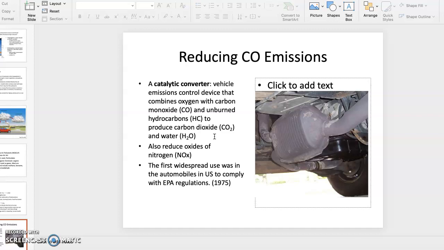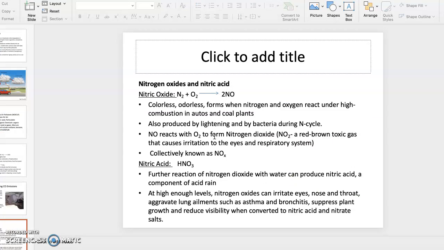Anyways, moving on. Nitrogen oxides and nitric acid. Nitrogen oxides are going to be colorless, odorless. They're going to be a form of nitrogen and oxygen reacting. If you need to refresh your memory on the nitrogen cycle, make sure to look at that from last semester as well. And also, a lot of the AP world calls it NOx, and that's just how people refer to nitrogen oxide, as NOx.